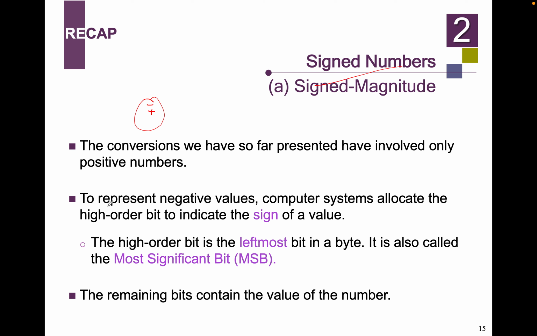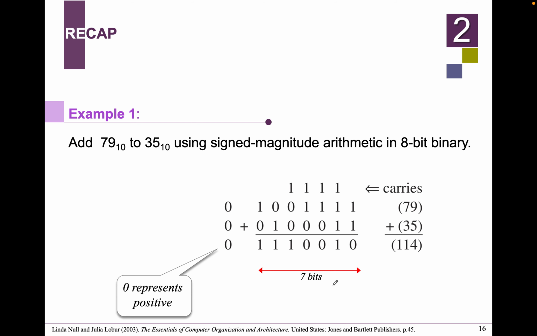But for signed number, you're going to have negative and also positive numbers. You can see the representation of negative value: the computer system allows the higher order bit to indicate the sign. The high order bit is the leftmost bit in the byte. It is also called the MSB. This one is, I think, not a new term for you. The remainder bits contain the number's value.